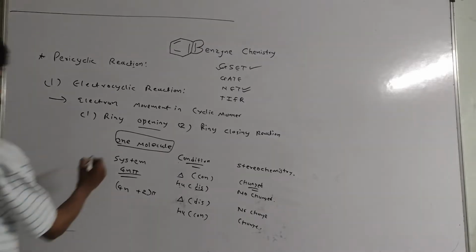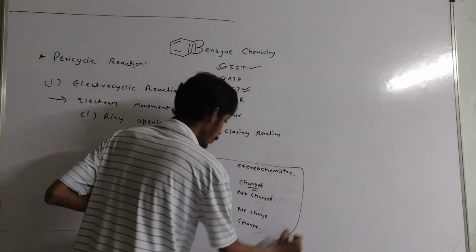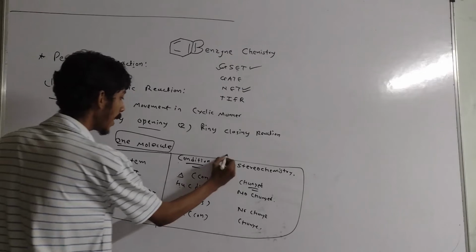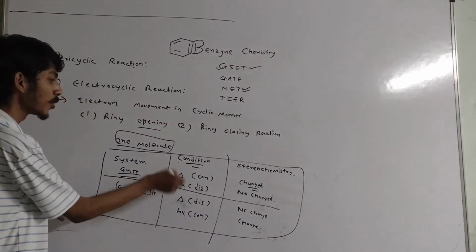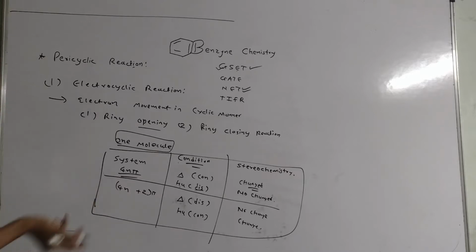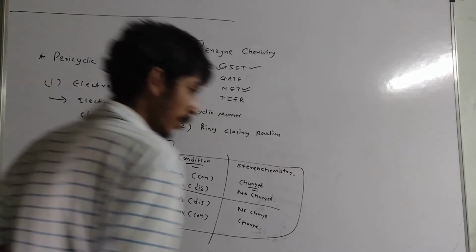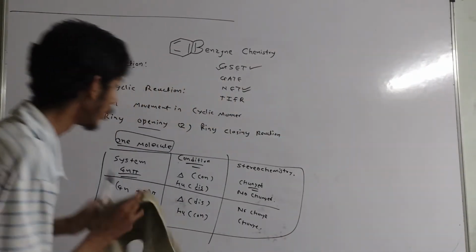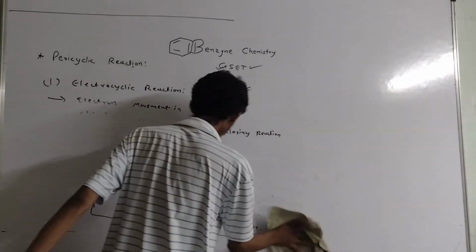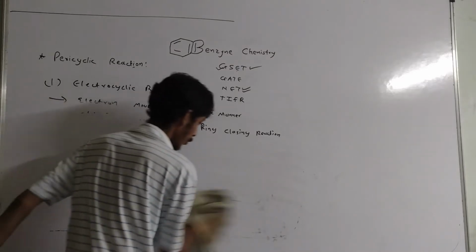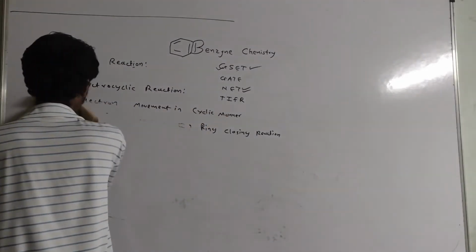You just have to memorize this table. This is a very important table. Memorize one system, and the second system is just the opposite. Let us understand with an example. Let us take the example of cyclobutane, so you better understand the concept.